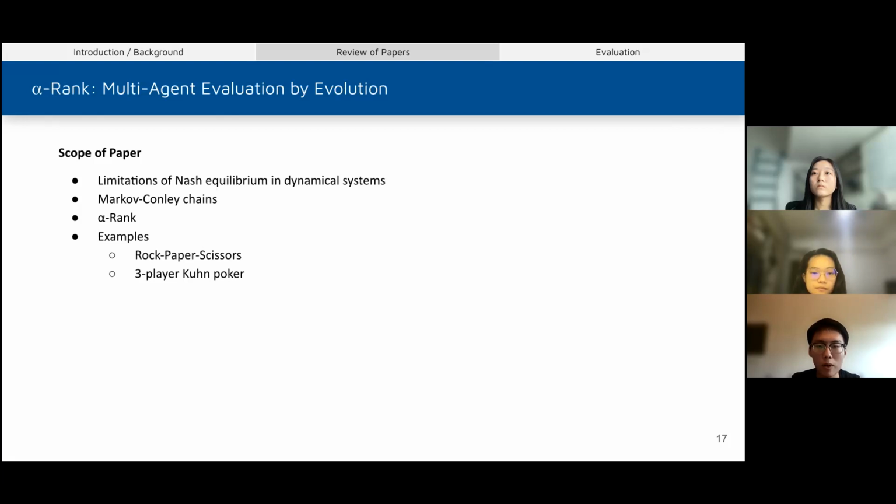Then we will talk about alpha rank, which is a novel ranking metric designed for multi-agent and dynamical environments to replace the previous Nash equilibrium selection method. Lastly, some application scenarios in games like rock, paper, scissors or 3-player Kuhn poker will be discussed.